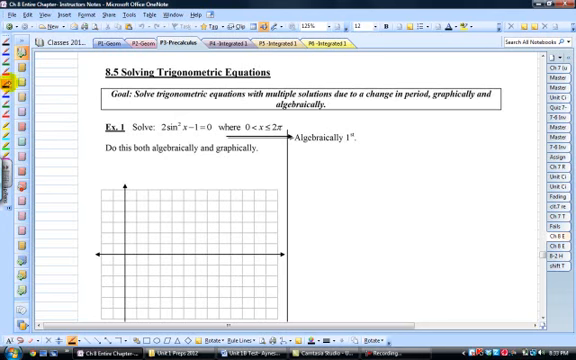Hey, good morning everybody. This is Mr. Ainsworth and we're going to get into section 5 here and talk about how to solve trigonometric functions with multiple solutions due to a change in period. We're going to also do it graphically as well as algebraically.